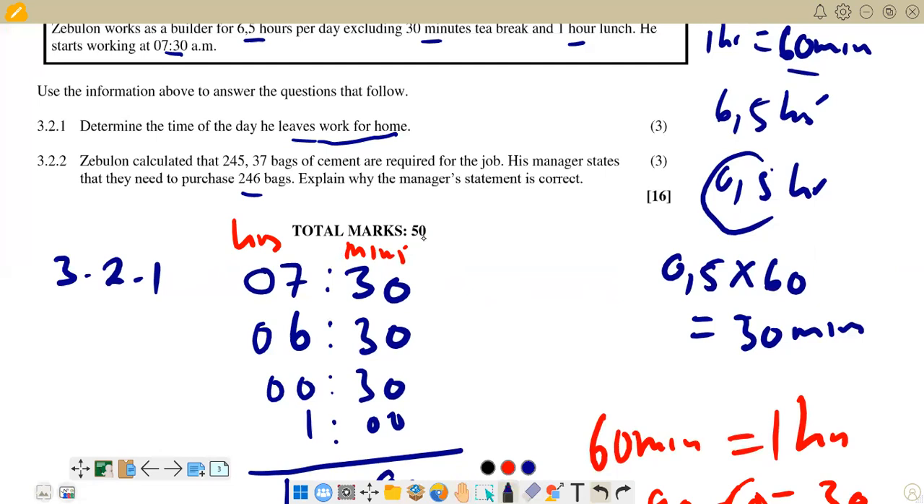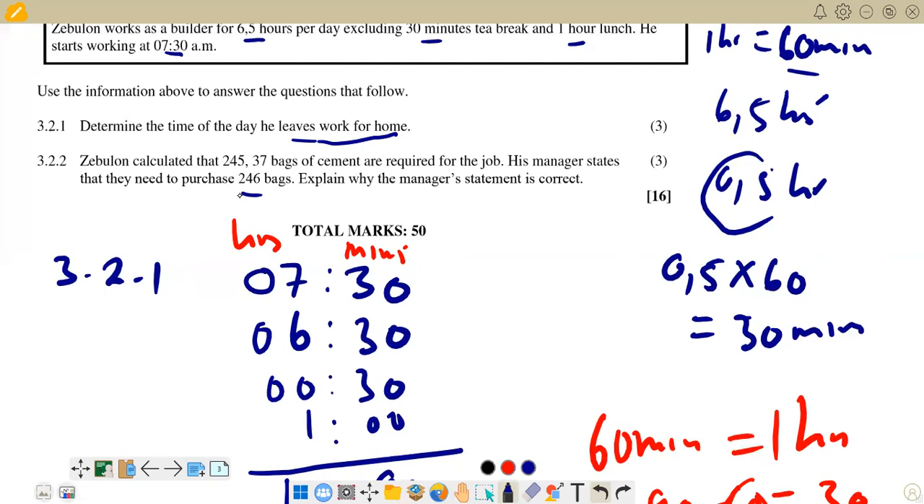So the question is, explain why the manager's statement is correct. It's correct because we cannot give a 0.37 bag of cement. This is a fraction of a bag of cement, which is not possible. All the bags come as full, 100% full. So when it's 0.37, we are saying it's 37% full, which is not possible. So that's why this manager has rounded it up to 246. So that is what we have.